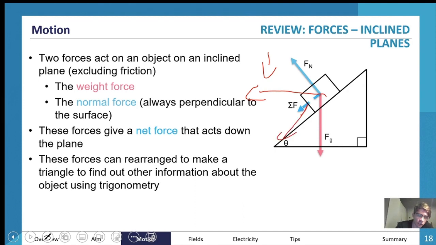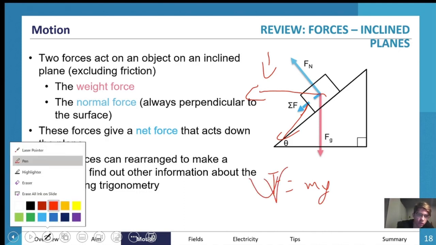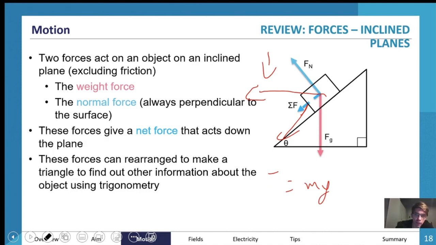Things are sliding down. By the way, the weight force here is going to be mg sine theta, right? The weight force with this inclined plane is equal to mg sine theta.